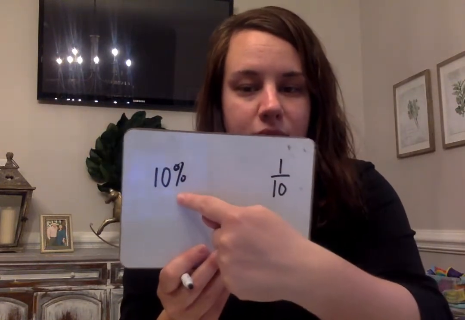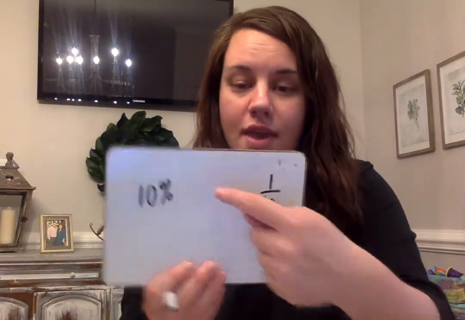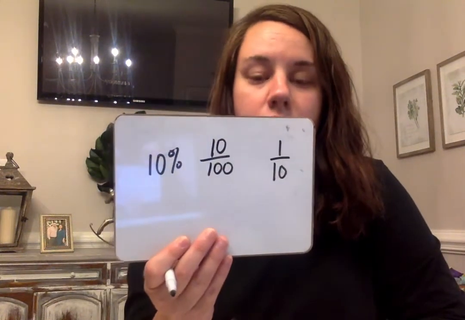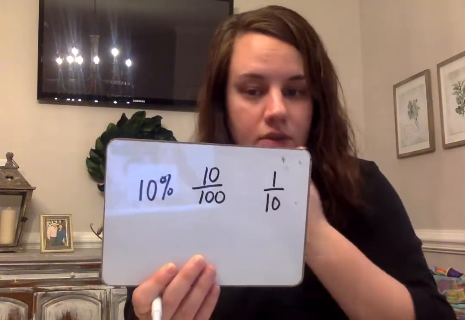Remember we said 10% means 10 out of 100. So write that fraction first. So 10% means 10 out of 100. So every single percentage has a fraction equivalent, and then you can simplify a lot of those fractions.